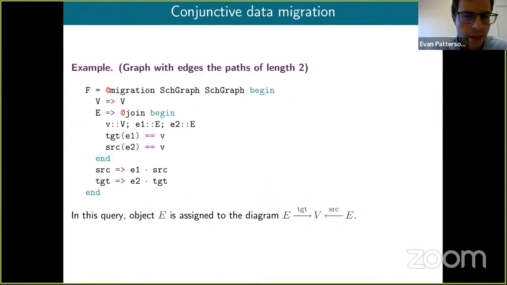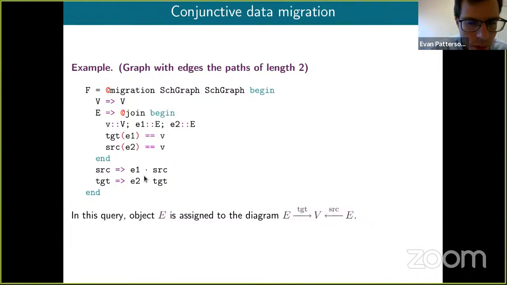Okay, so let's see a simple example of how you can do this. If you wanted to take a graph and return a new graph that has the same vertices and whose new edges are the paths of length 2 in your original graph, you could do it with this sort of migration. Say I'm going to map V to V, and then I'm going to map E to this. This syntax is specifying the diagram, which is shown on the bottom here. And then what do you do with morphisms?